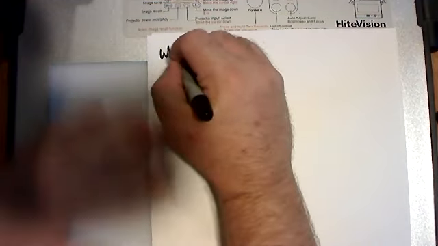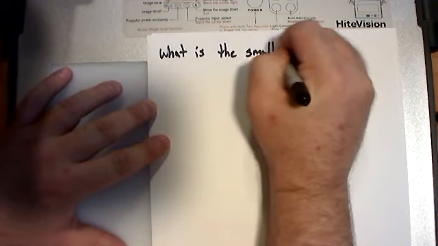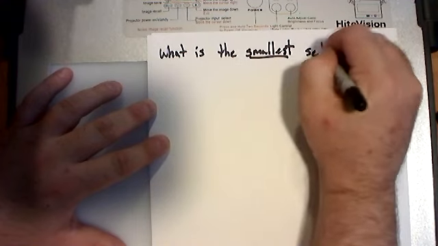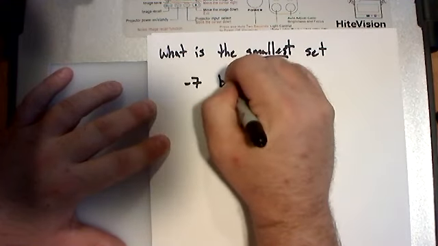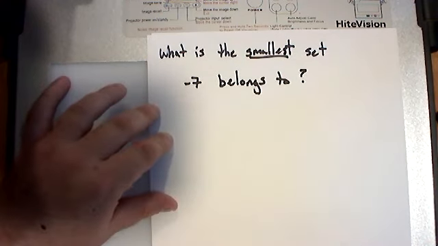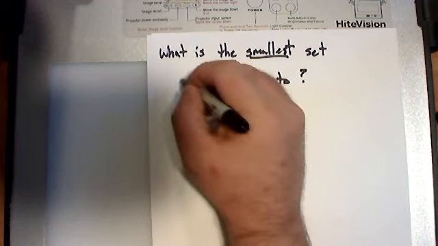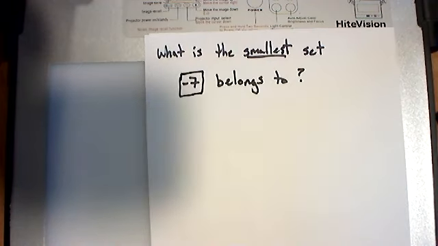Something like this. I might say, what is the, and this is key, the word, smallest set -7 belongs to? So I'm not necessarily just going to say, what's the definition of the integers? What's the definition of the rationals, etc. I mean, that's obviously always an option, but I expect you're going to have the definitions. My desire is that you understand how to apply them and how to use them. So when we're talking about a number, let's say -7, think about all the number sets that it belongs to.